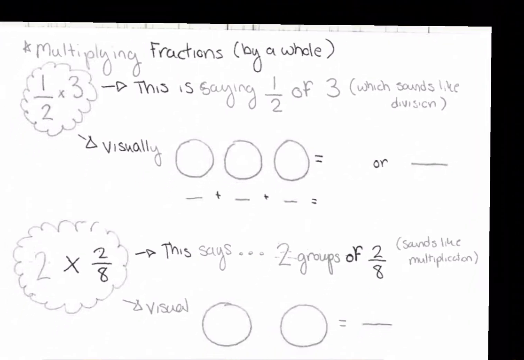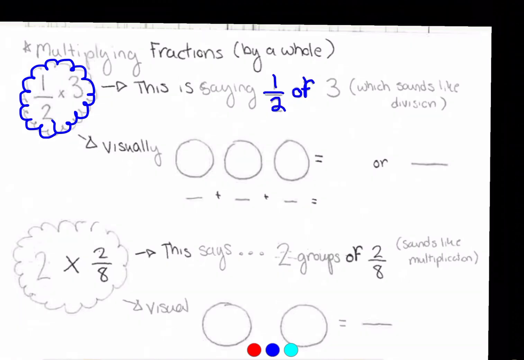Now, this is going to sound a little bit like division, but this sentence right here, in this thought bubble, most people are going to say 1/2 times 3. That's not what it's saying. It's saying I have 1/2 of 3. I have 1/2 of 3.